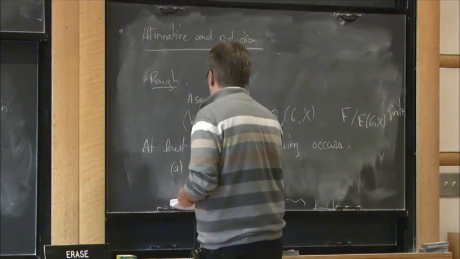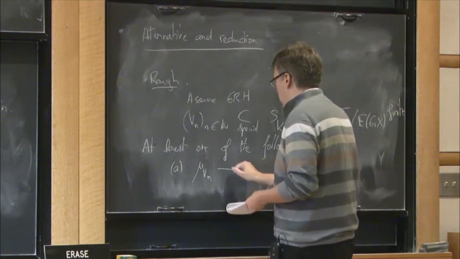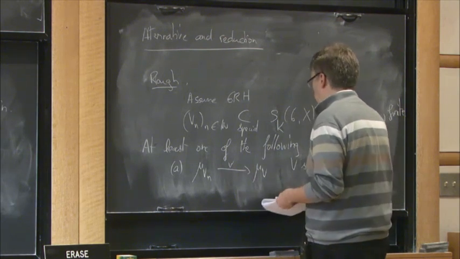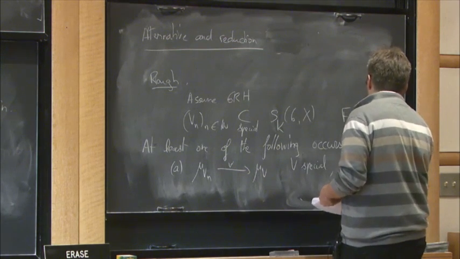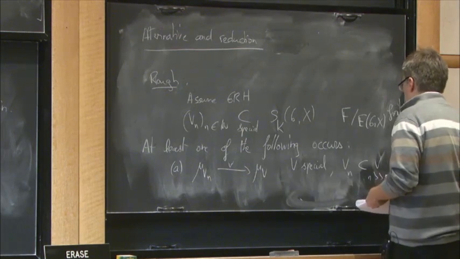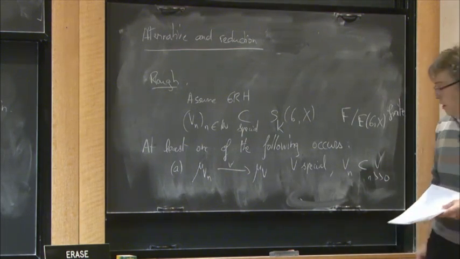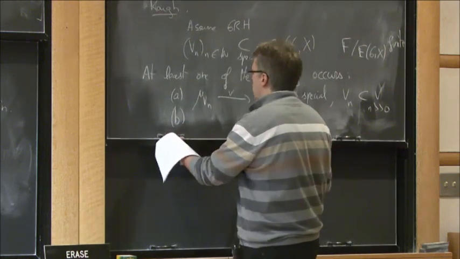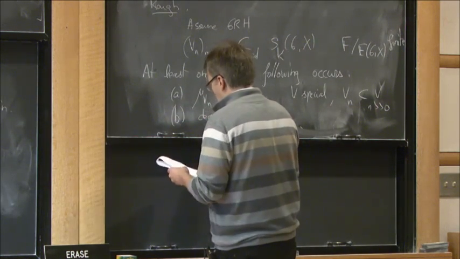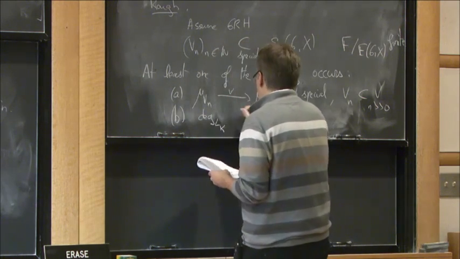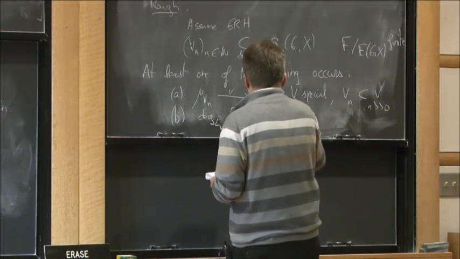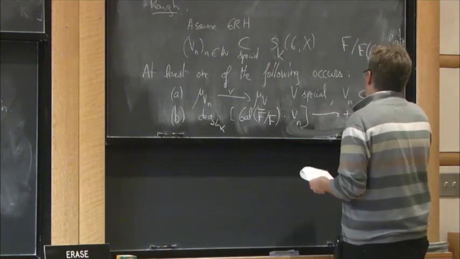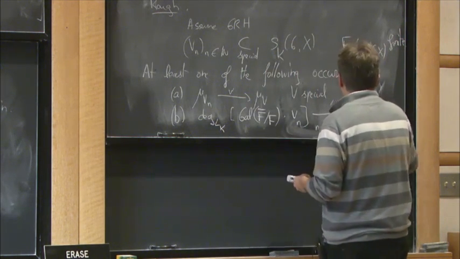A, either the probability measures converge weakly to mu_V where V is special, and Vn is contained in V for n large, and so it gives you the answer. Or, well, and here a serious geometry starts. You can take the degree of the Galois orbit, and the degree goes to infinity when n goes to infinity.